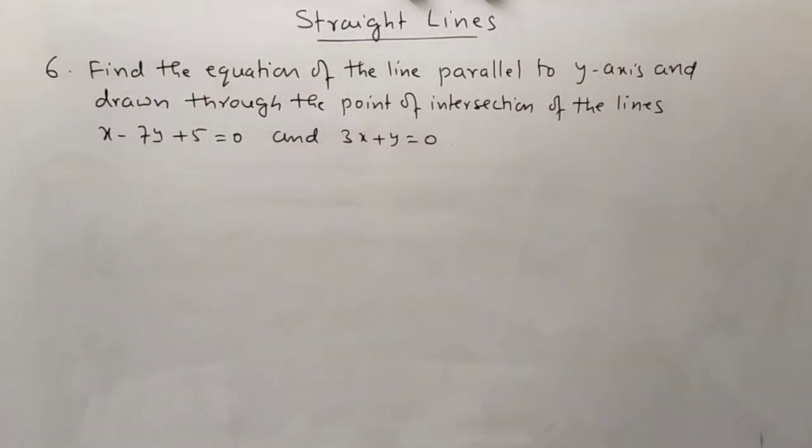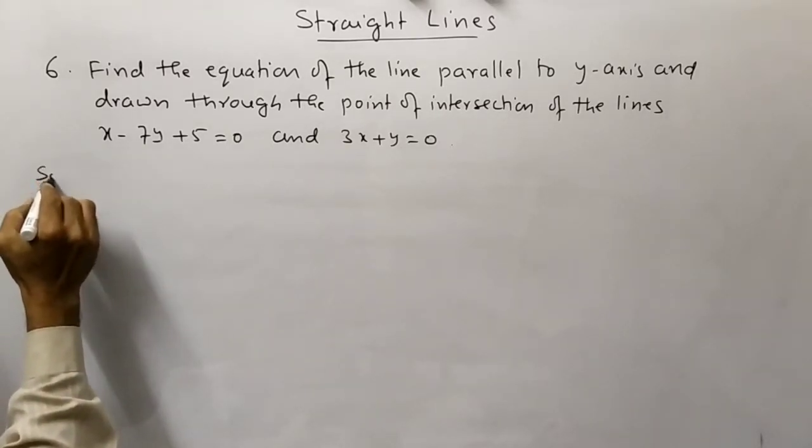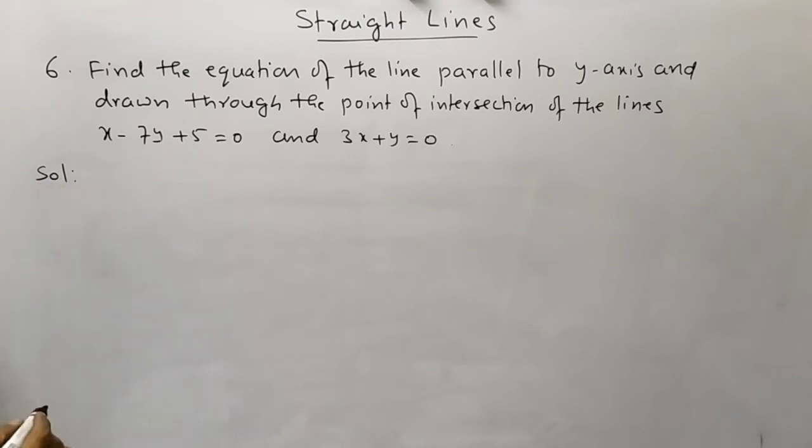Sixth question. Find the equation of the line parallel to y-axis and drawn through the point of intersection of the lines x minus 7y plus 5 is equal to 0 and 3x plus y is equal to 0. Solution.